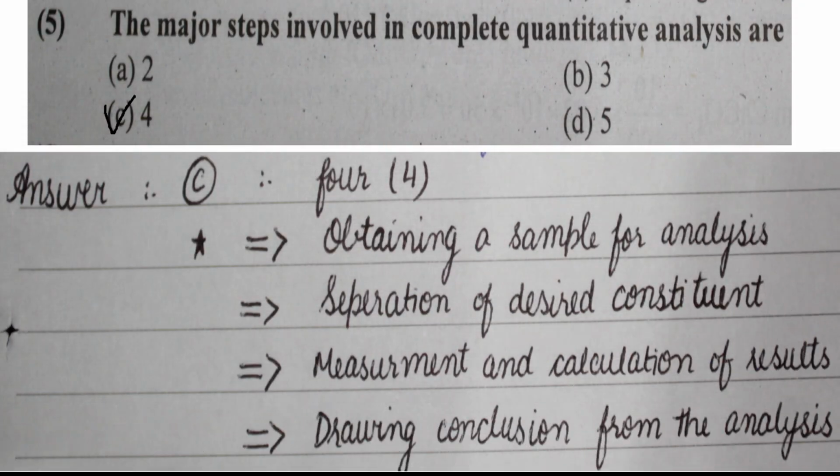Next is the major steps involved in complete quantitative analysis are. There are 4 major steps. The first is obtaining a sample for analysis. Number 2 is separation of desired constituent. Number 3 is measurement and calculation of results. And the fourth one is drawing conclusion from the analysis.